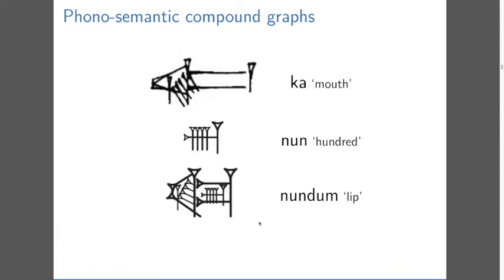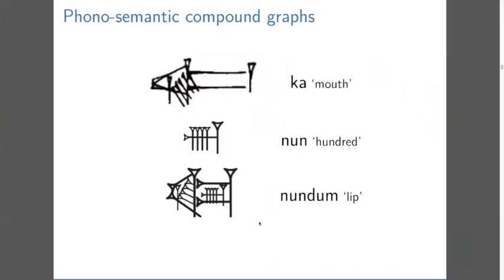Okay. Now, just another example of these phonosemantic compound graphs. We start again with ka, but this time we put nun inside of it. We then get nundum, the sign for lip. So lip has something semantically to do with mouth and something phonetically to do with nun. So that's how we make this sign nundum.